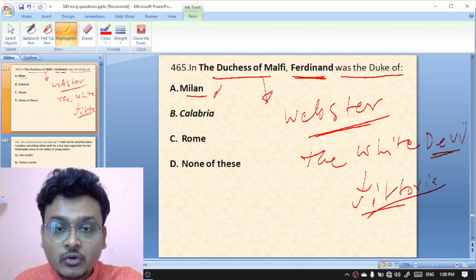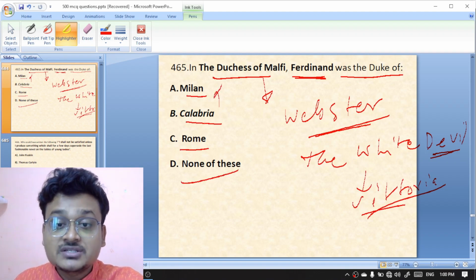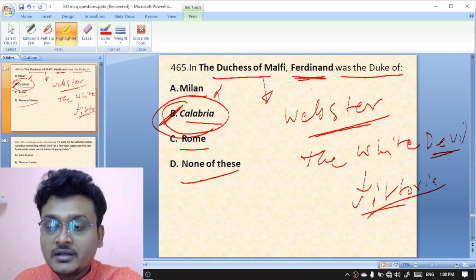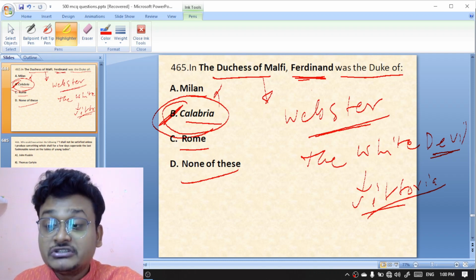In John Webster's Duchess of Malfi, the character Ferdinand was the Duke of Milan, Calabria, Rome, or none of these? So in the Duchess of Malfi, Ferdinand was the Duke of Calabria. So B is the right answer here. John Webster has written the Duchess of Malfi. He has also written another, The White Devil, where the character Vittoria appears.